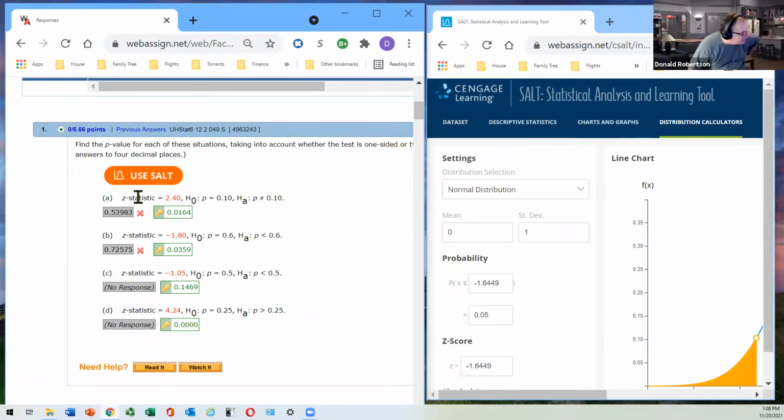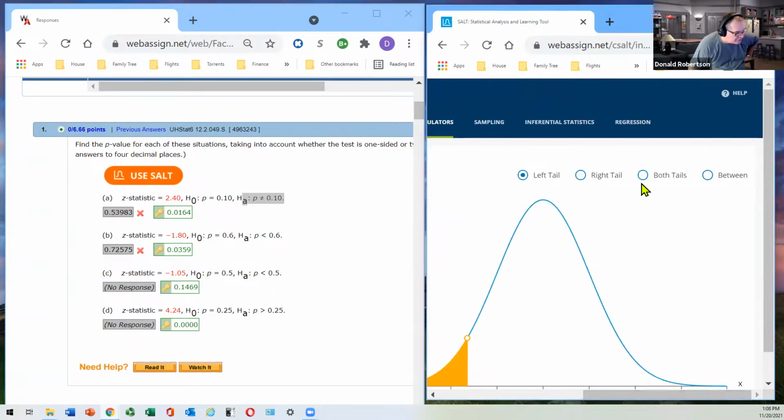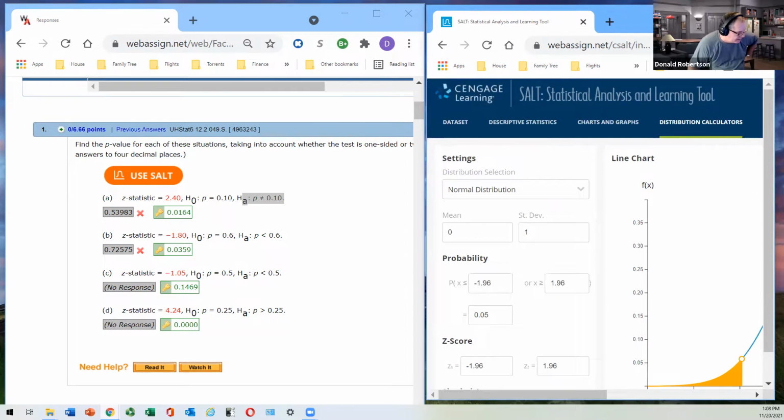Okay, so here's the Z score, 2.4. Now, when I go down here, I'm looking at a not equals to. Do you see the alternate is a not equals to? So what that tells me is I want over here, both tails. And then when you go down to where the Z score is, when it's a 2 tail, you put in the number, the negative version of it.